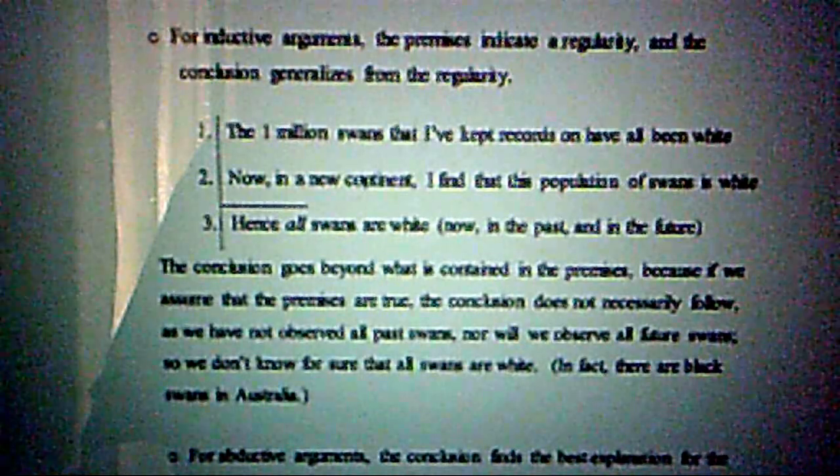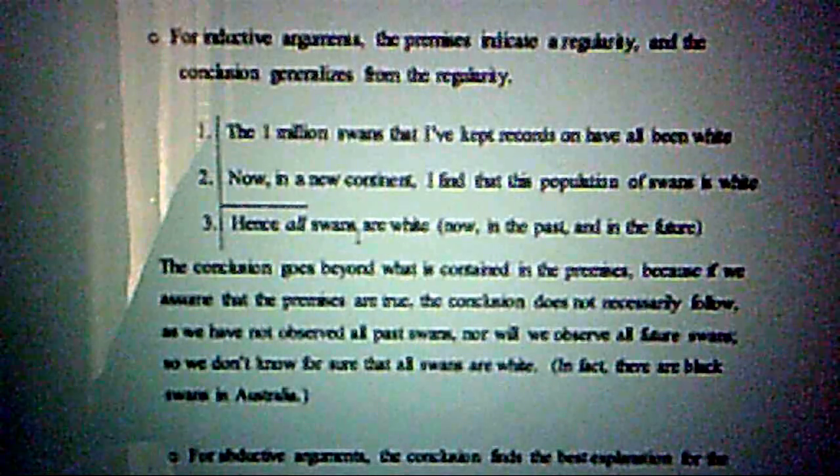An inductive argument is where there's a pattern in your sample, and then from that you project it to the general population. Here's a simple example. There's 1 million swans. They've all been white. Now you go to a new continent and you find that this population of swans is also white. You're a naturalist, let's suppose, and you travel all around and you're documenting for the first time these things called swans. You think you've counted up enough and you've seen this regularity enough, so you then conclude, naturally, all swans are white. That's the pattern of induction.